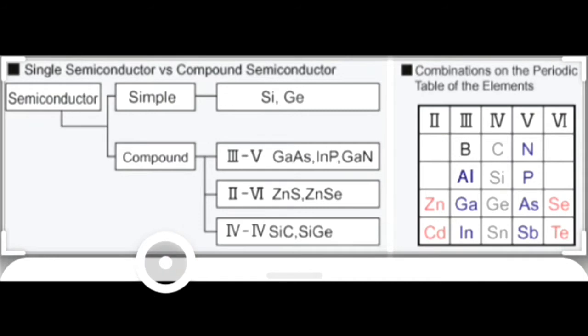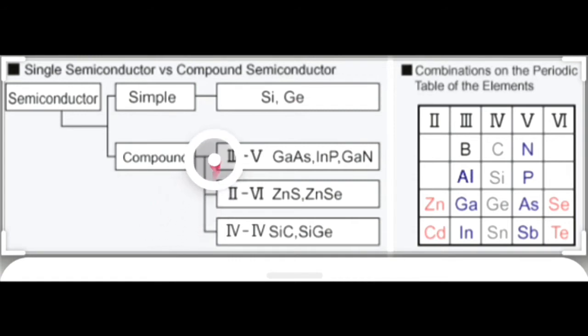Now coming to the types of semiconductor. Based on its structure, semiconductor is divided into two types: a simple or single crystal semiconductor, and a compound semiconductor. Single crystal semiconductor, the name itself defines that it is a single element. So, each and every fourth group element can be considered as a semiconductor except carbon. Carbon is not a semiconductor. As we know the organic properties of carbon, carbon is an organic element.